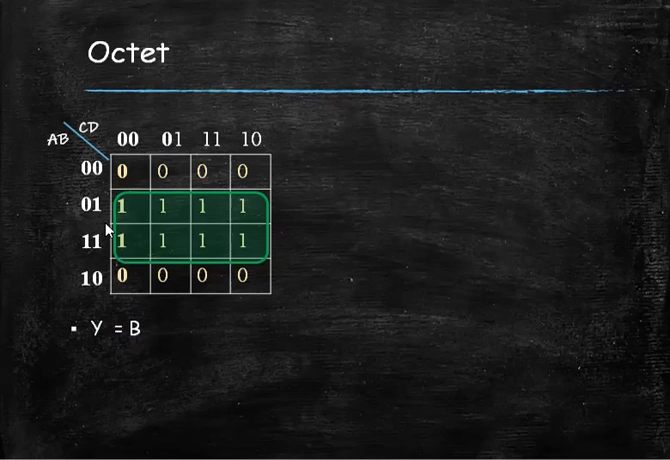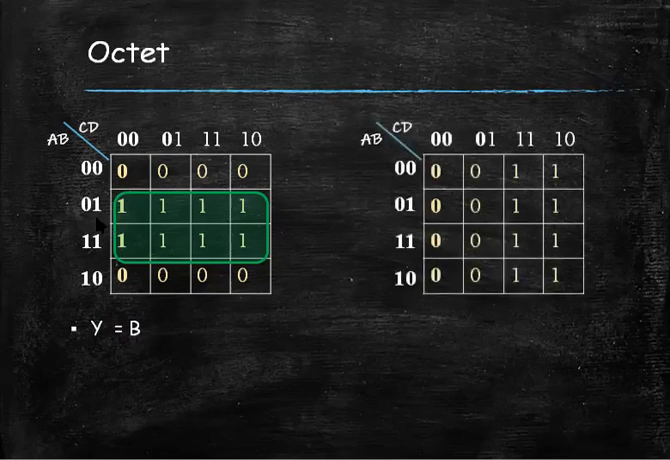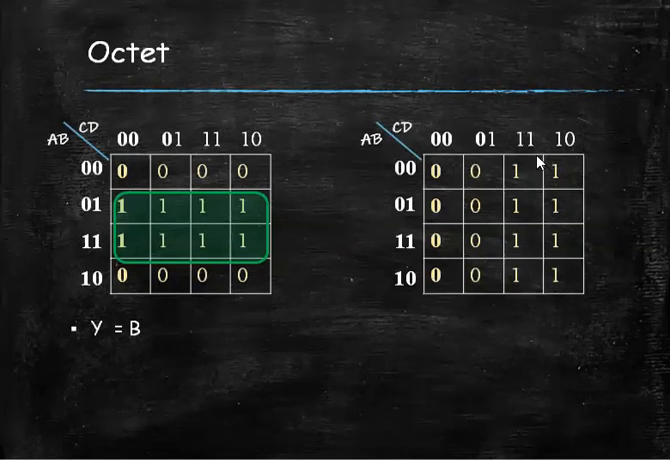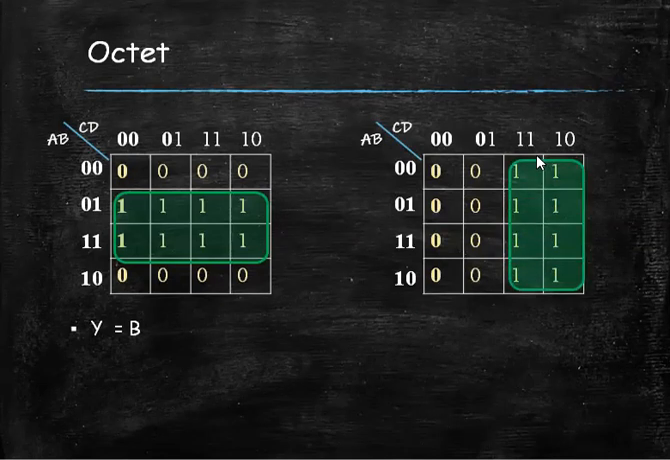Then the next is a vertical octet. Here A and B are changed. When we go horizontally, we can see that D is changed. D changed to D bar. C is unchanged. Then the result is Y is equal to C.